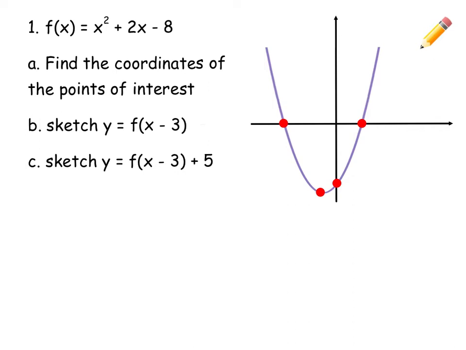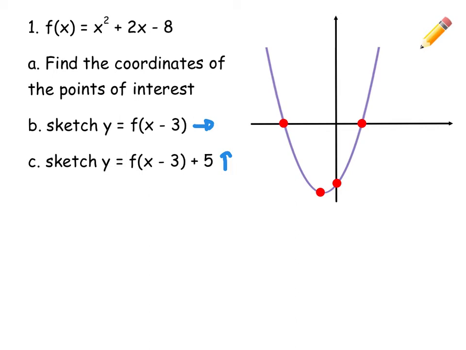So we have a quadratic graph here with the equation x squared plus 2x minus 8. Part A wants us to get all the points of interest, and then we have to sketch that moved 3 places to the positive direction. So that means we're going to go 3 along. And then we have to sketch the same graph but moved up 5. So the first thing I have to do is find what all these points are.